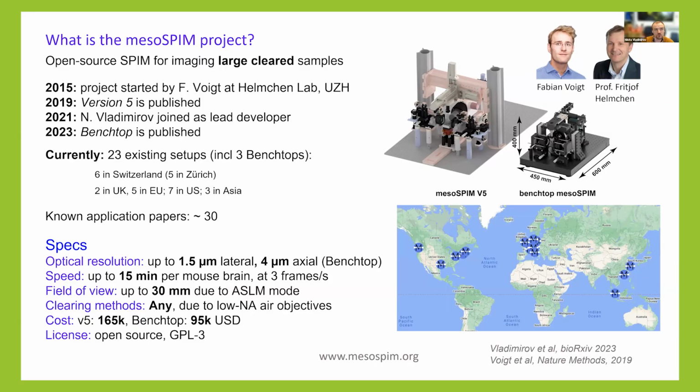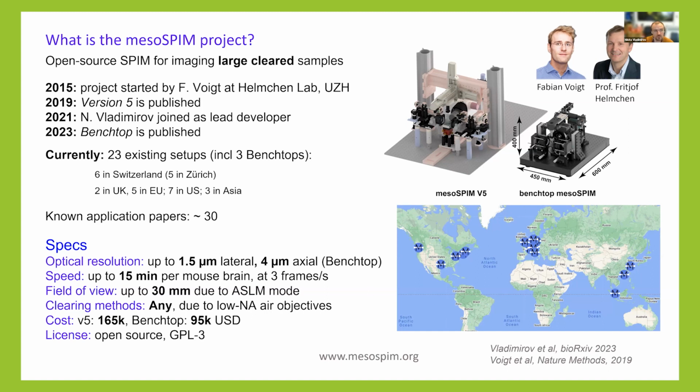And the mesoSPIM project uses this technique, and it was started by Fabian Voigt in Fritjof Helmchen's lab in 2015 as a little side project, and it grew into a more global open source project. So it was open source from the very beginning, and version 5, the big microscope, was published in 2019. I joined the project relatively late, in 2021. And this year, we published the newer version of mesoSPIM, which is called Benchtop. It's much smaller, has high resolution and other advantages.